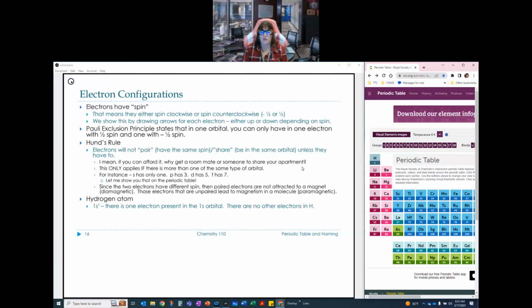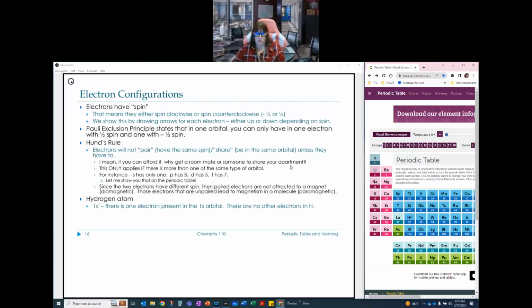I know that electrons have spin, so they're either up or down. And we show that by drawing arrows in for each electron. So there are ways that we can draw these things, and I'll do that on the next slide to show where those electrons are. Okay, so we'll draw one up and one down because I have a +1/2 and a -1/2 for my spins. That's the Pauli exclusion principle. So that tells me that they have to have different spins. I can't have two electrons in the same orbital with the same spin.